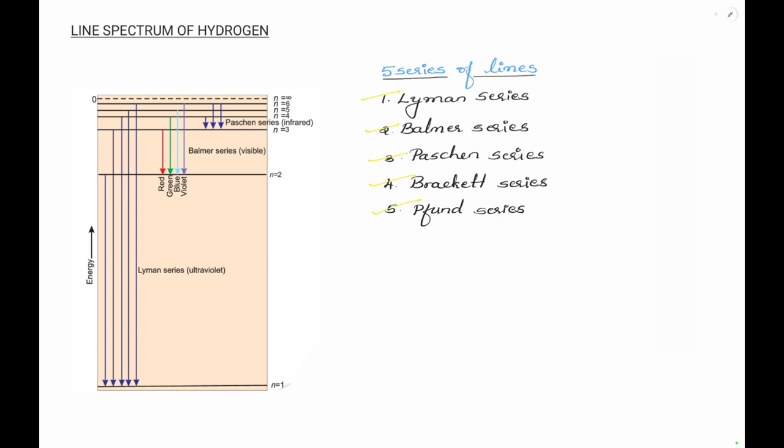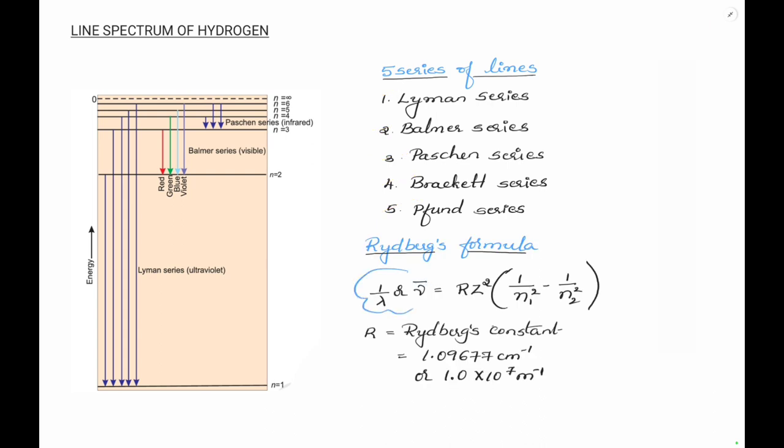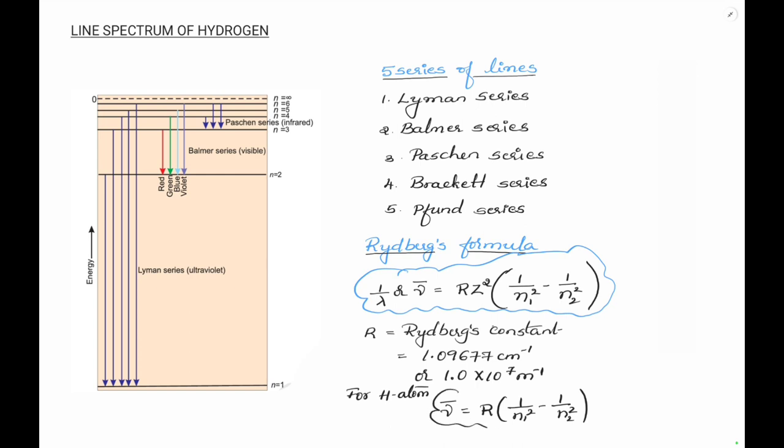The Rydberg's formula is given by 1 by lambda or wave number nu bar is equal to R into Z square into 1 by n1 square minus 1 by n2 square, where R is Rydberg's constant given by 1.09667 per centimeter or 1.0 into 10 to the power 7 per meter. Z is the atomic number, n1 and n2 are the different energy levels among which the electron is undergoing transition. For hydrogen atom, Rydberg's formula is written as nu bar is equal to R into 1 by n1 square minus 1 by n2 square. This is because the atomic number for hydrogen atom is 1.